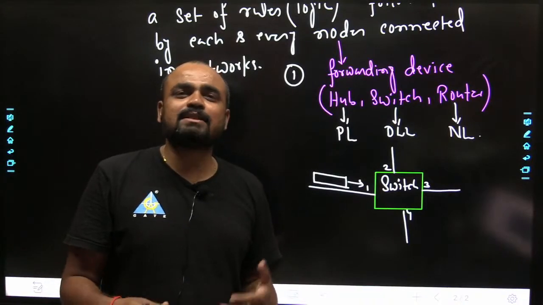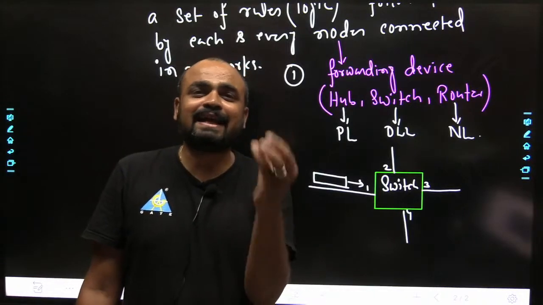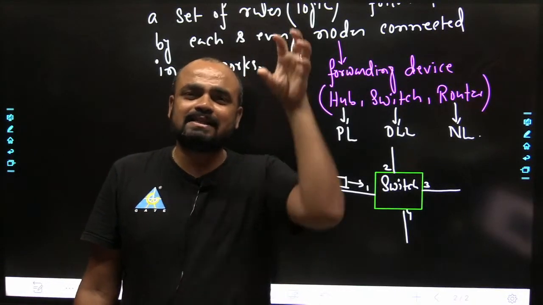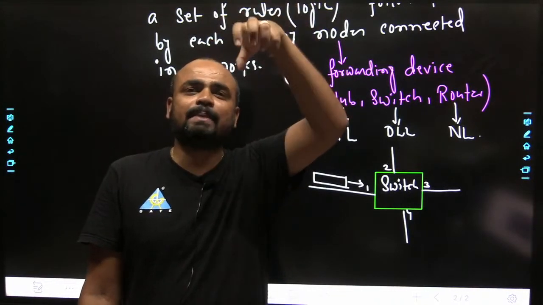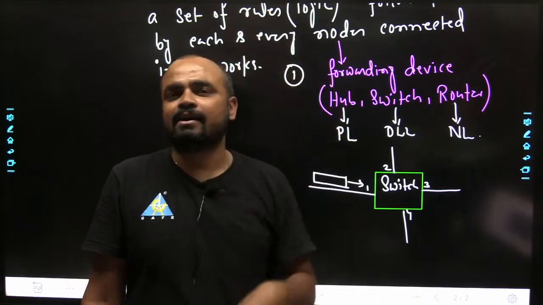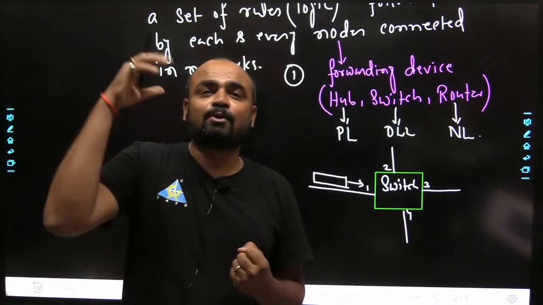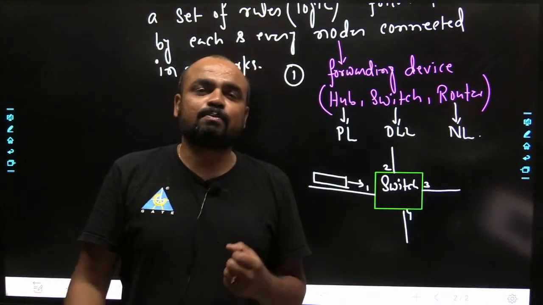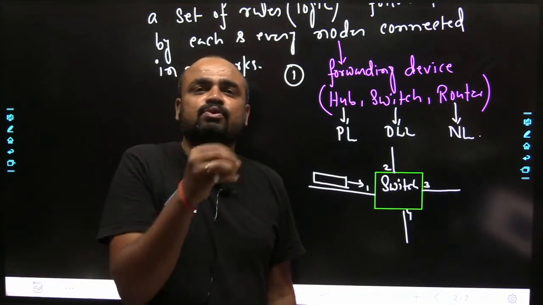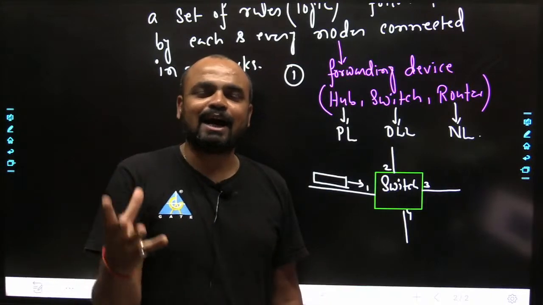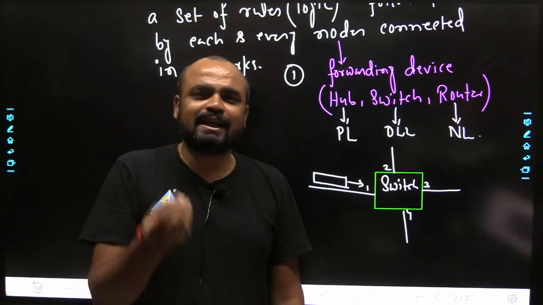What is the meaning of broadcasting? You have always heard the term broadcasting, like Red FM. From Red FM, there is a centralized point from where the voice is broadcasted, meaning all the people accessing the FM can hear the voice. So broadcasting means the packet originates from a single point and goes to all people. Are you getting my point or not? This is the basic definition of broadcasting, which you always hear in your daily life.